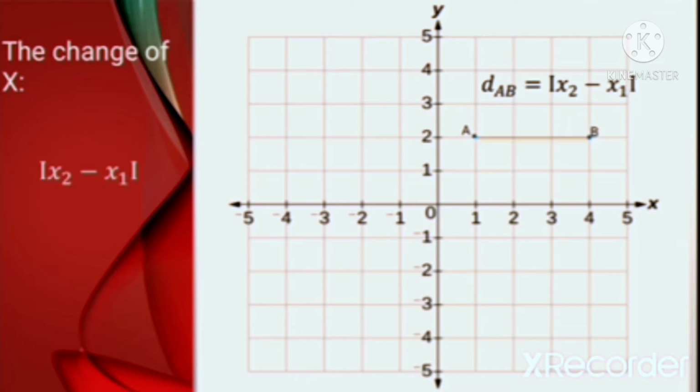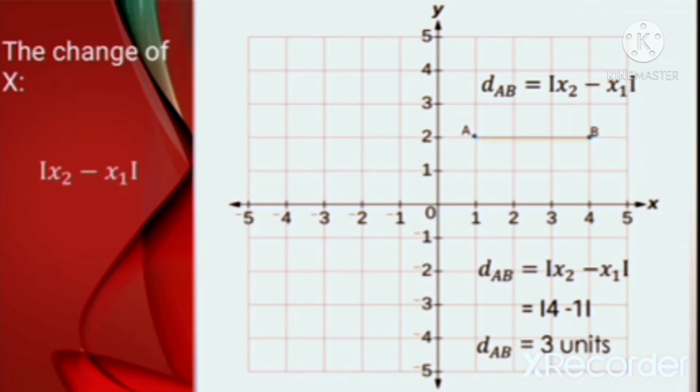To find the distance, just substitute the values. We have the absolute value of 4 minus 1, where x sub 2 is 4 and x sub 1 is 1, or x sub 2 is 1 and x sub 1 is 4. So the absolute value of 4 minus 1 is 3 units. That's the distance from A to B.